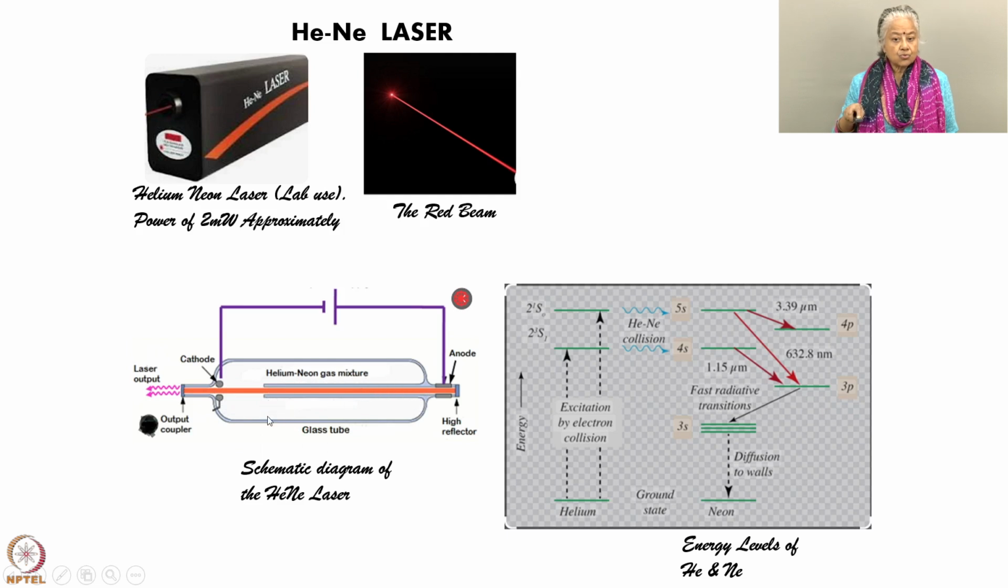And how do I excite the helium neon atoms? In order to excite them, I need to apply a voltage here. So, there is a discharge inside this gas because of the application of voltage. This is the cathode, this is the anode, and you have the medium here. And these two are the mirrors, a high reflector and an output coupler.